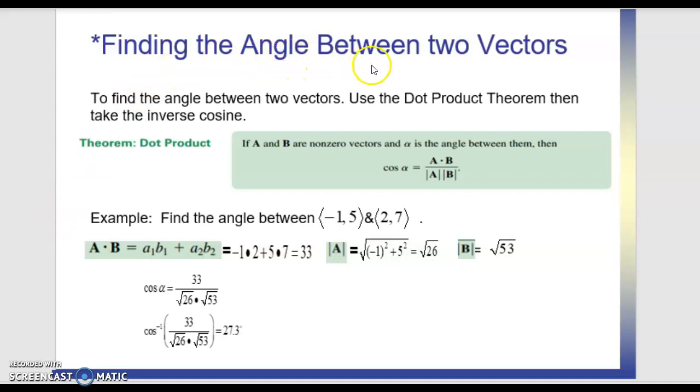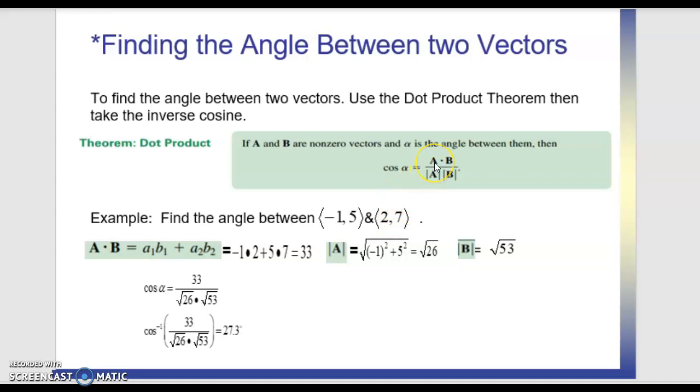Finding the angle between two vectors. To find the angle between two vectors, use the dot product theorem, then take the inverse cosine. So here is the dot product theorem. So let's go ahead and jump right in. Here are our two vectors given to us in component form.